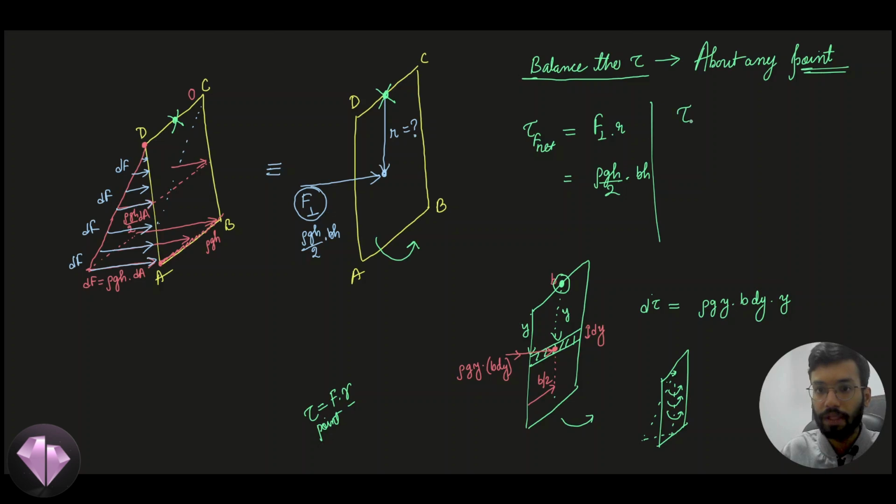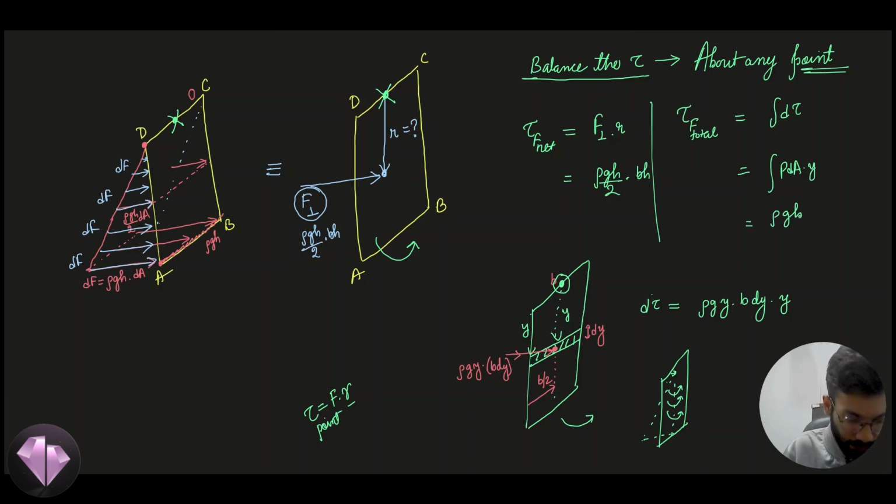In order to calculate the net torque, now what you need to do? Just integrate all this. So the total from all the small forces is equal to the integral of d tau. So just integrate this torque. This would give me the integral of rho gy into b into dy, and you can integrate it from 0 to h, and this is going to give you rho gh cube into b by 3.